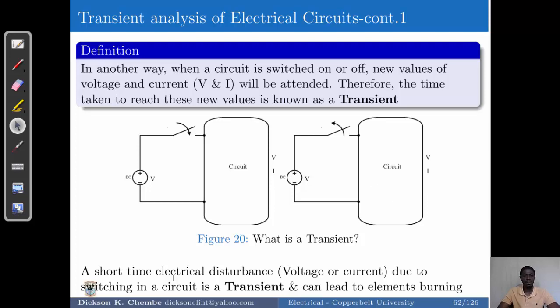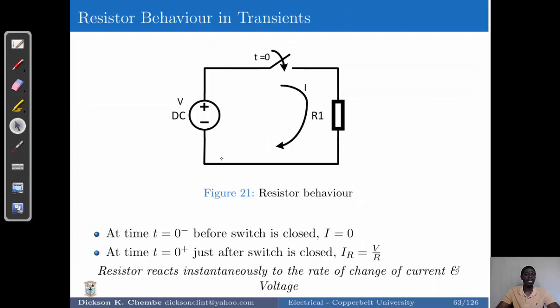Again, a short-time electrical disturbance in voltage or current is called a transient and may lead to elements having problems. That's why we have to study and analyze these systems. Now, when we come to the behavior of each element, we have the resistor, inductor, and capacitor, and we have to look at them separately.